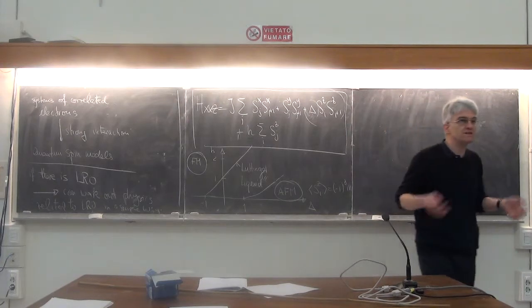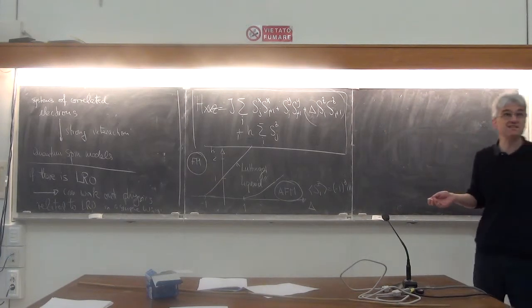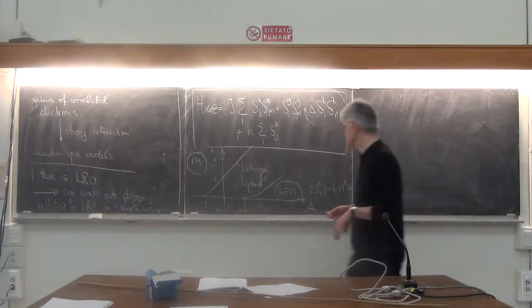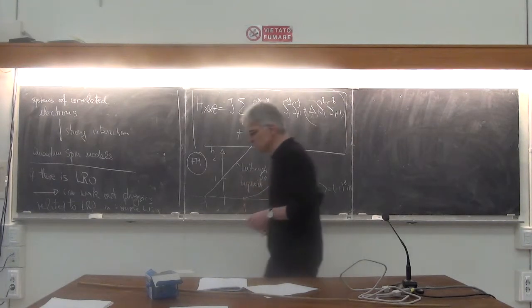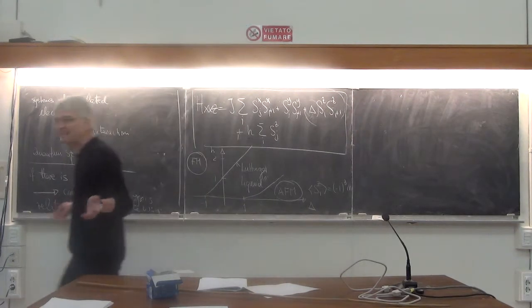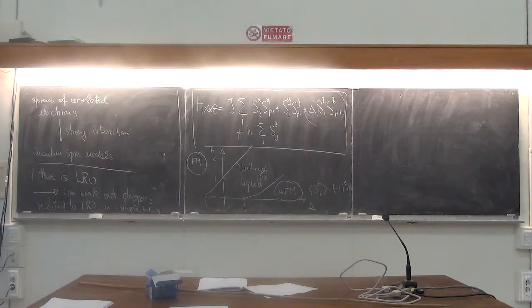And one of the things Martin will show you is how to calculate these exponents from the exact solution. What I will show you is that correlation functions indeed decay as power laws, as advertised. Alright, so these are the three phases.